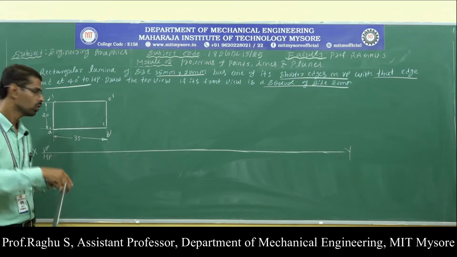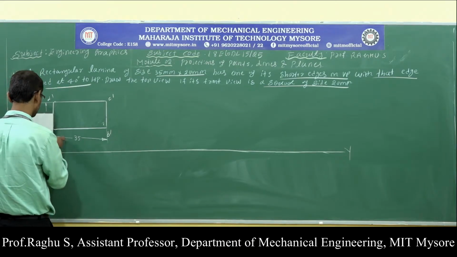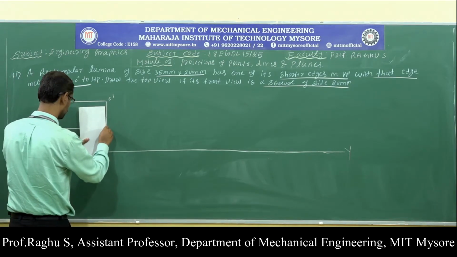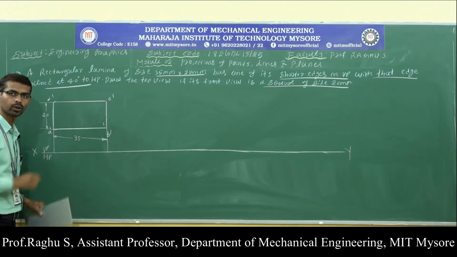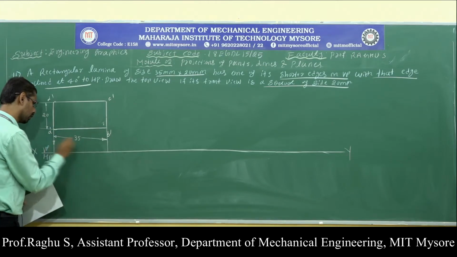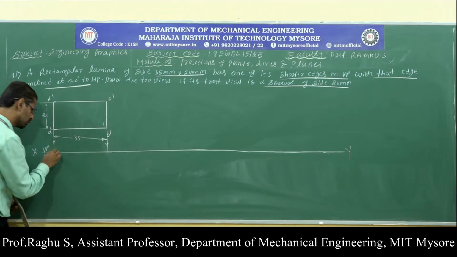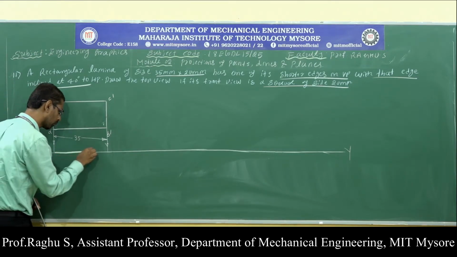To get the top view, just draw projections. Draw downward projections up to the XY line. Okay, here, this is the top view.